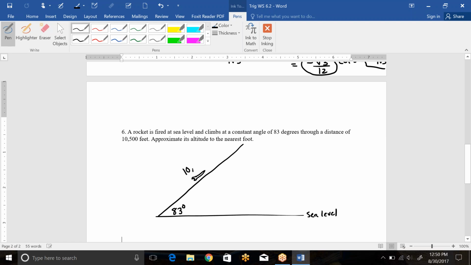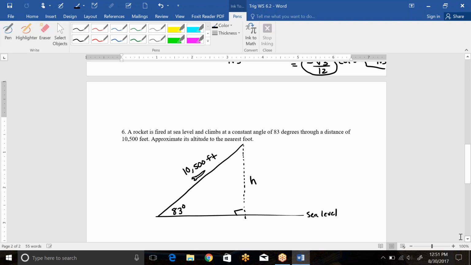So that means that's actually the distance that this slanted line is, because it's traveling that distance. And we want to find its altitude and nearest feet. So that means we're looking for this height right here. So I kind of drew too far out, but it's fine. We're just looking for, after it's traveled this far, how high up in the sky would it be?